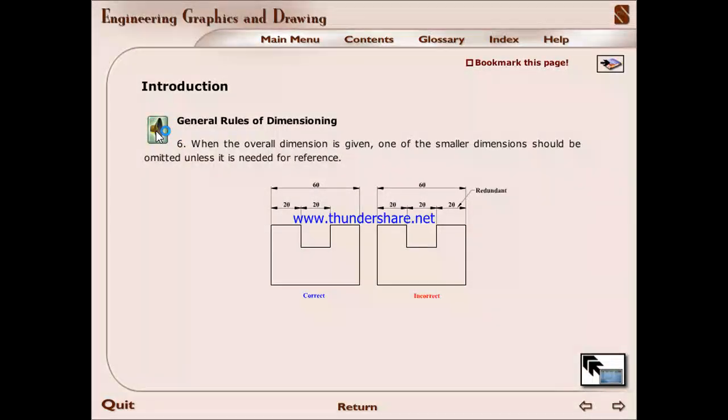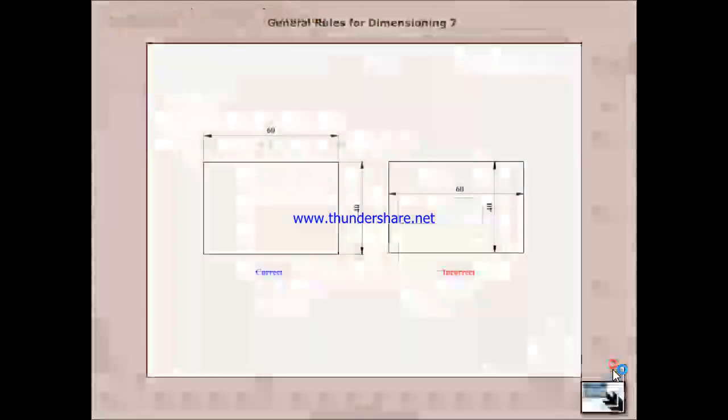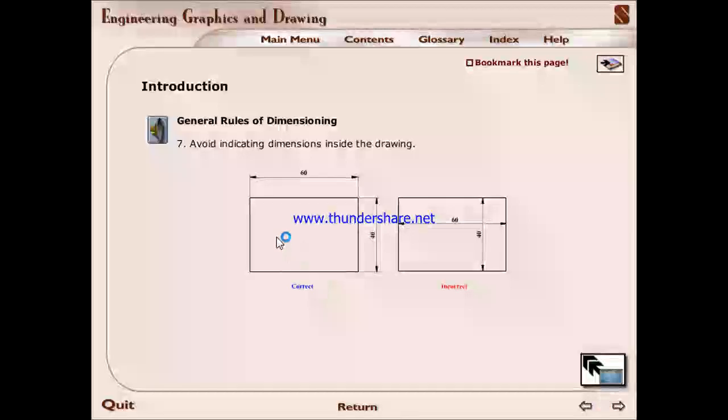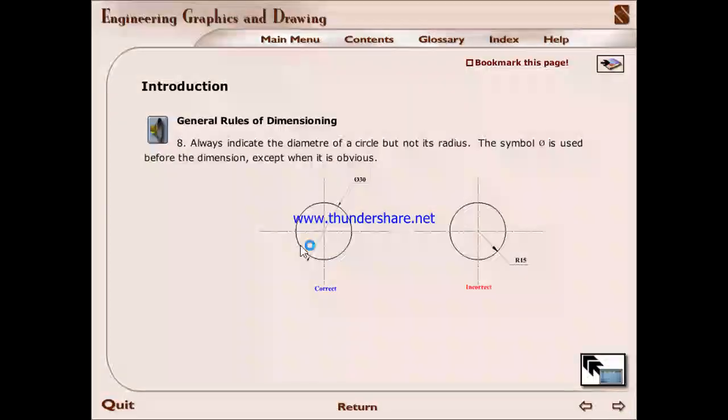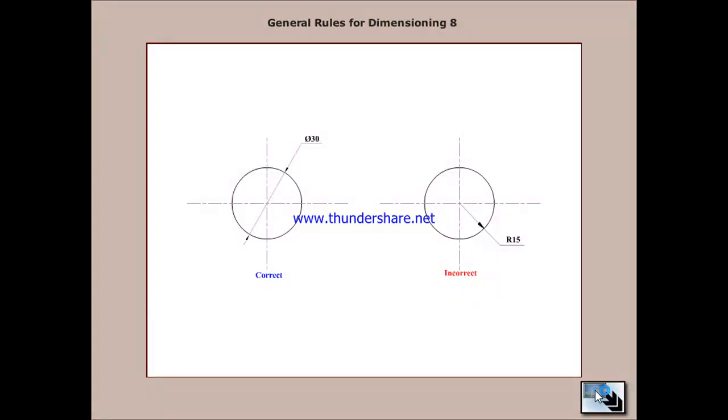When the overall dimension is given, one of the smaller dimensions should be omitted unless it is needed for reference. Avoid indicating dimension inside a drawing. Always indicate the diameter of a circle but not its radius. The symbol phi is used before the dimension except when it is obvious.